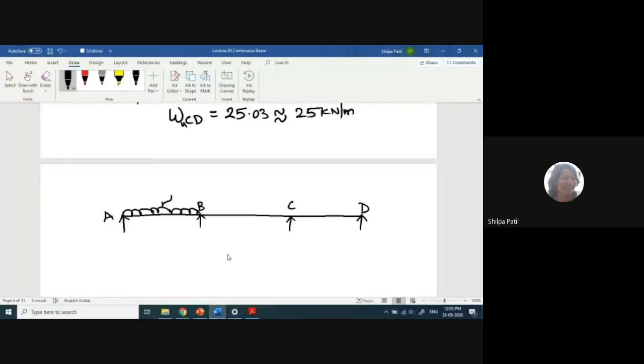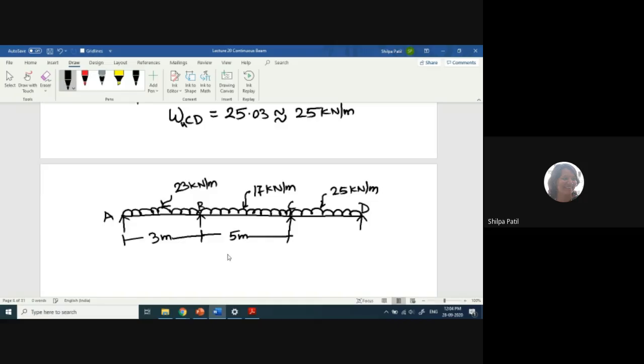What is the UDL on first span? The value is 23 kilonewton per meter. Then second span, tell me the UDL. 17 kilonewton per meter. And third span, 25 kilonewton per meter. Okay. AB span is of 3 meter. BC is 5 meter. And CD is 4 meter.